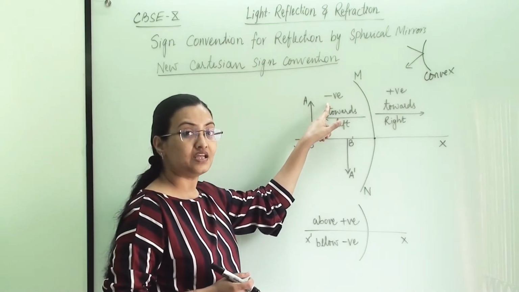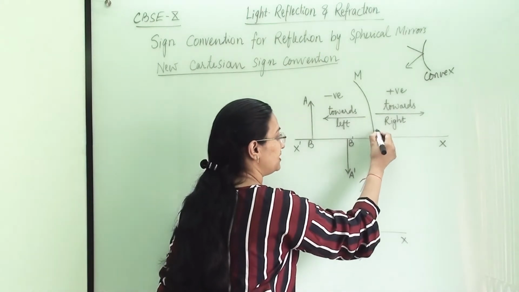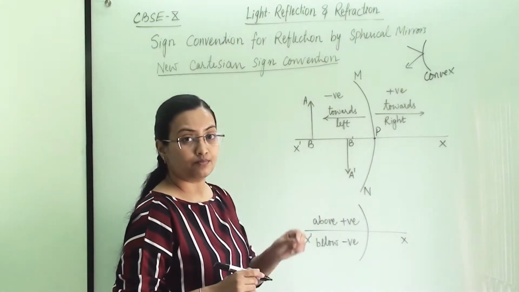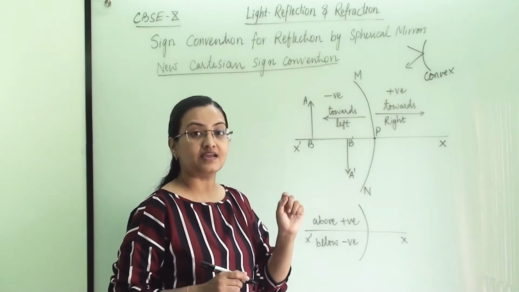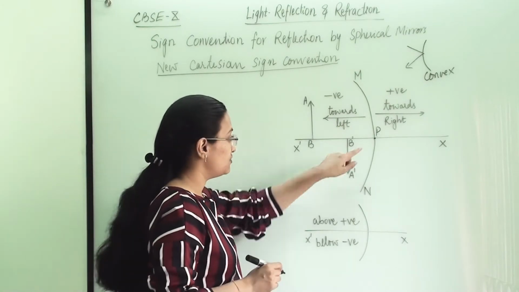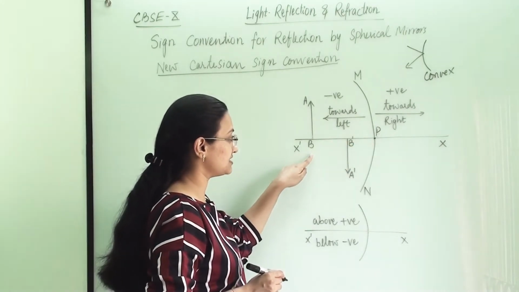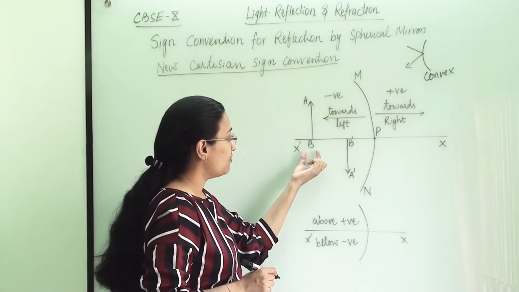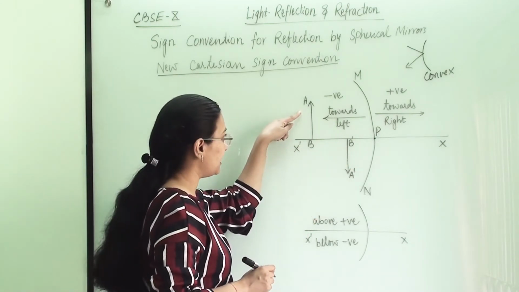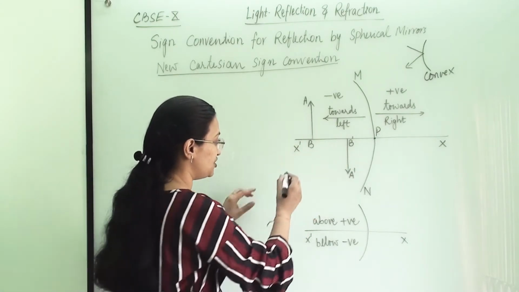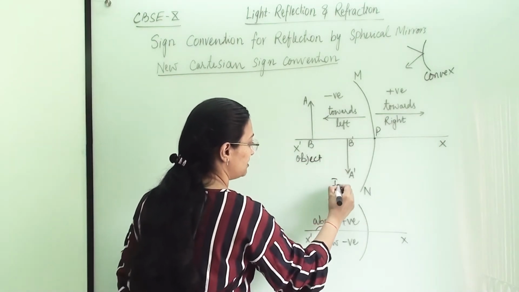Now what is the meaning of distance? So distance we are measuring from the pole P. Now what is pole P? Pole P is a midpoint of spherical mirror and it will lie on the surface of the mirror. So here this is a pole P. So from pole P we are measuring a distance, where we have kept the object and where we got the image. Here AB is the object and here A dash B dash is our image.